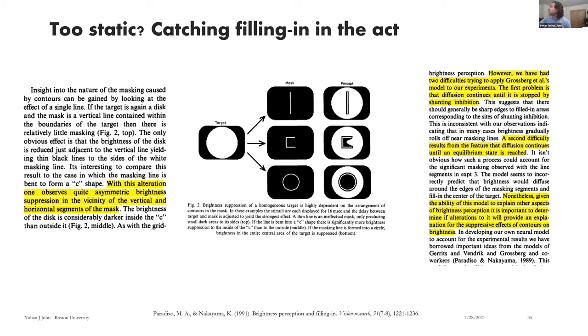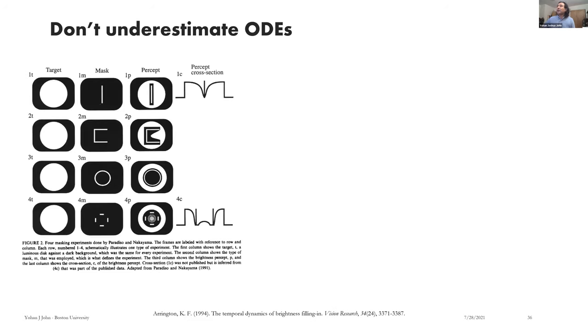The second difficulty was from the feature that diffusion continues until an equilibrium stage is reached. It isn't obvious how such a process could account for the significant masking observed with the line segment in experiment 3. So they say, but anyway, we should keep an eye on this because the model does explain a lot. But I guess it's just that people don't often have strong intuitions about differential equations.